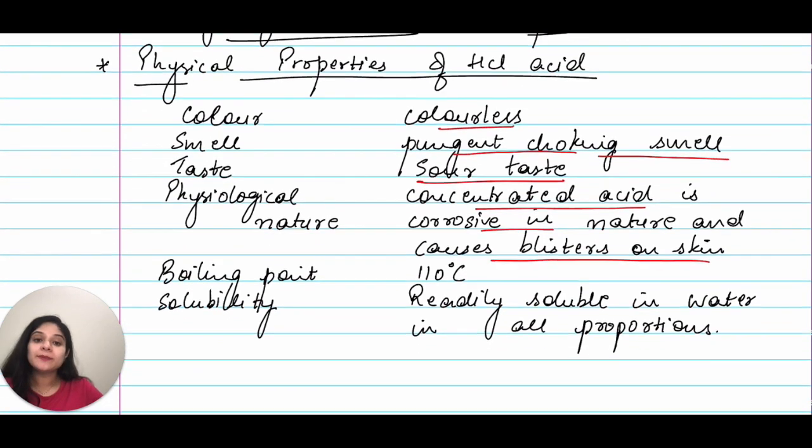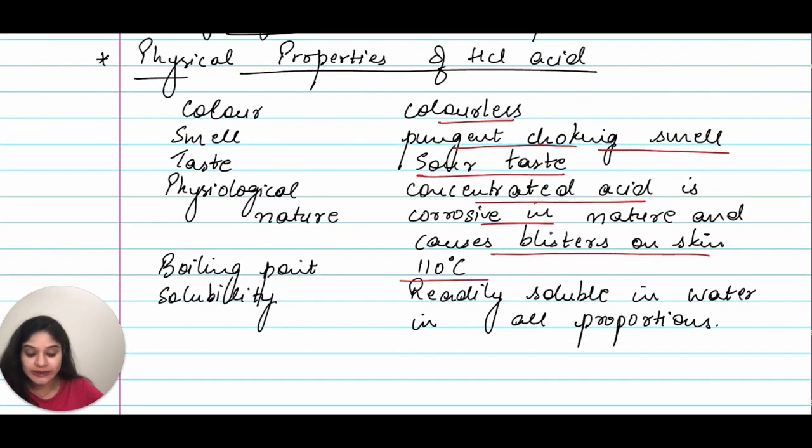The boiling point is about 110 degrees Celsius. Solubility. It is readily soluble in water in all proportions. That means if you have concentrated acid, as per the requirement, you can make it as dilute as you like by mixing more water into it.